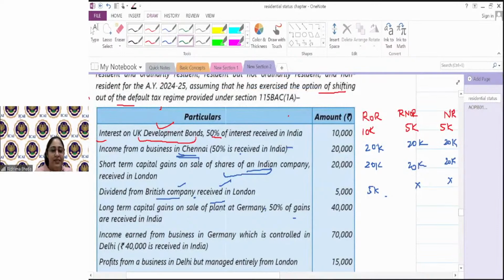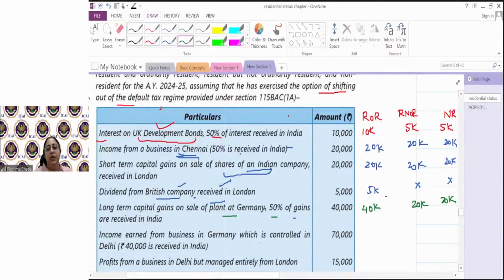Long-term capital gain on sale of plant at Germany, 50% of the gains are received in India. Capital gain पूरा का पूरा taxable or 50% received in India. Because the asset is outside India, it is not income deemed to accrue or arise in India.